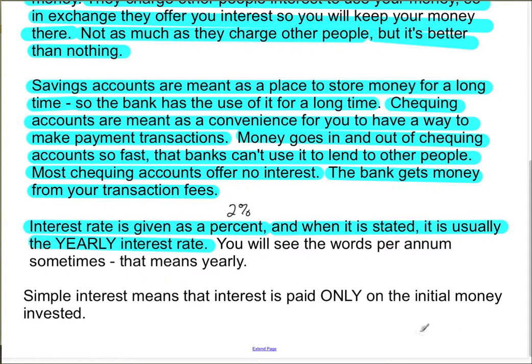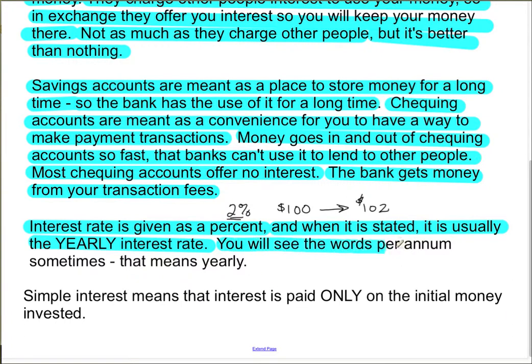So what that means is, if I have $100 and I put it in the bank account at 2%, at the end of the year, the bank owes me an extra 2%. I still have my $100, but I also have 2% on top of that. Now, 2% of $100 is just $2. So if I keep it in there, my $100 turns into $102 because of this 2% interest.